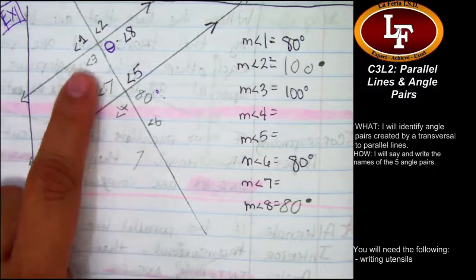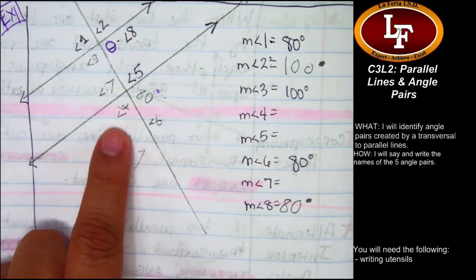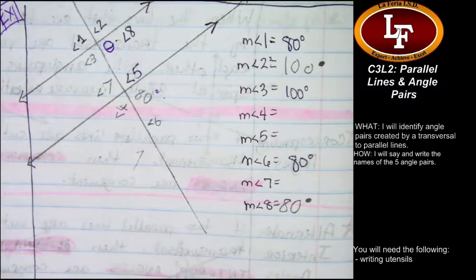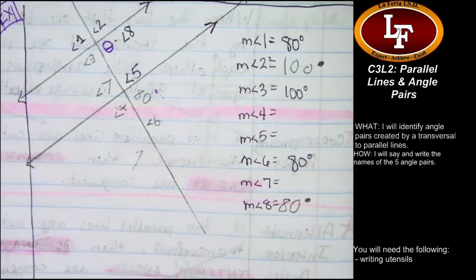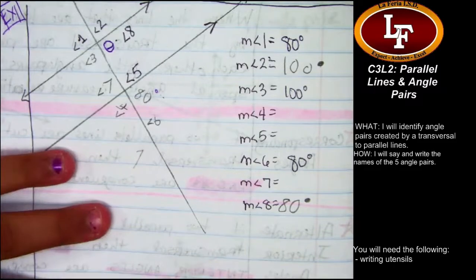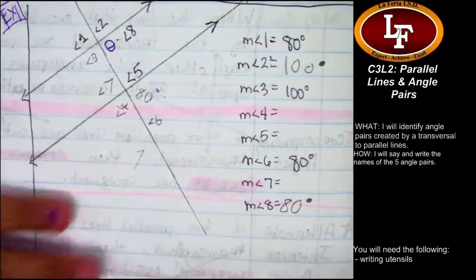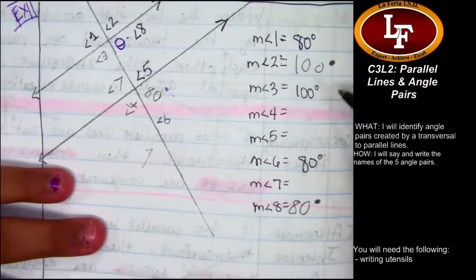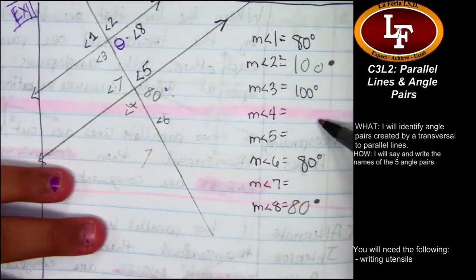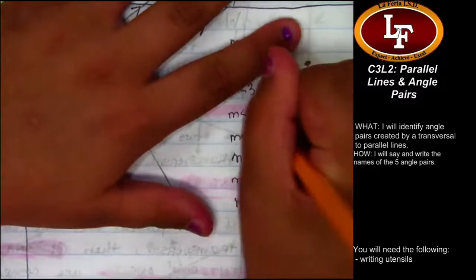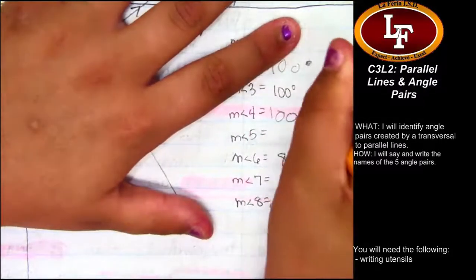So 3 and 4 are corresponding, and corresponding angles are congruent, which means they have the same measures. And so since angle 3 is 100 degrees, what's the measure of angle 4? 100 degrees. Awesome.